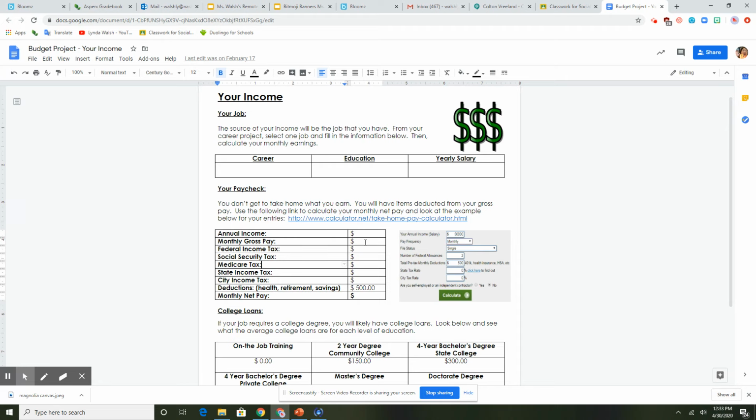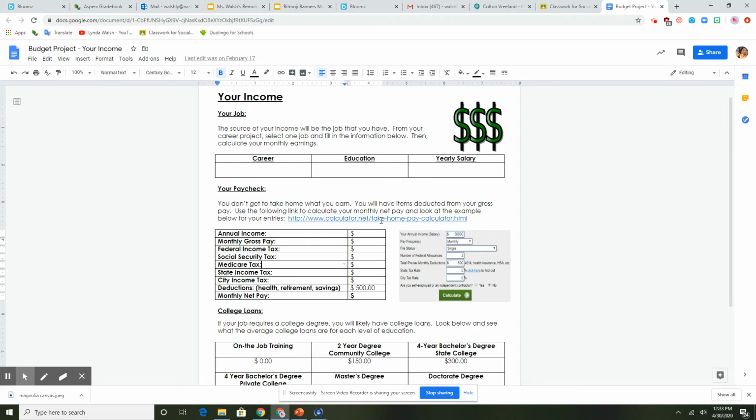So gross pay is what you get before your deductions. Net pay is what you get after your deductions. That's what you'll actually get to spend at home in your budget, because your gross pay is only what you're paid, but that takes out a lot of money for all of these deductions.